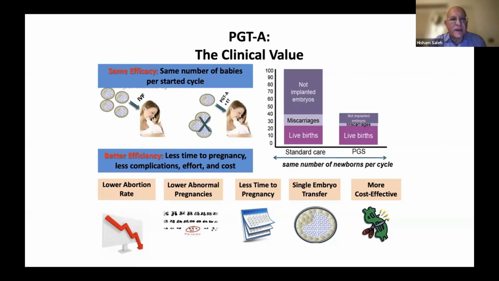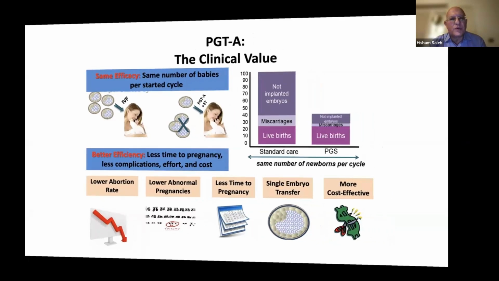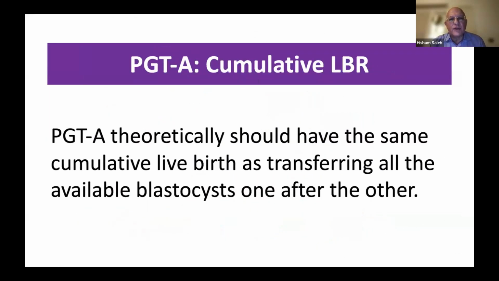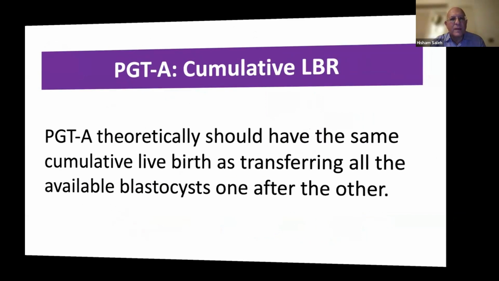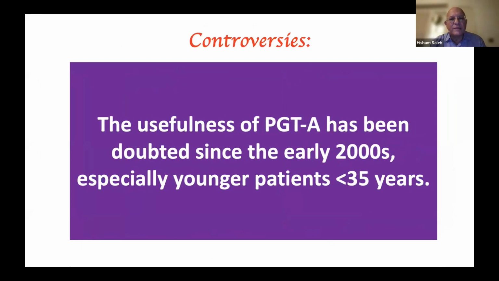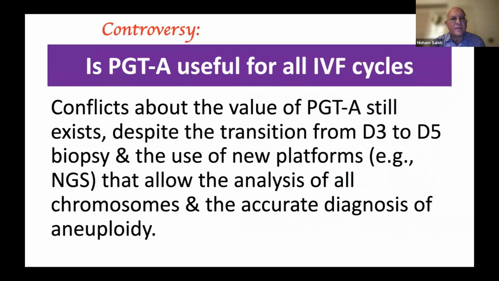But with PGT-A, we aim at a better efficiency: lowering the abortion rate, lowering abnormal pregnancy, shorter time to pregnancy, more single embryo transfer, and probably more cost-effectiveness. Theoretically speaking, PGT-A should have the same cumulative live birth rate as transferring all the available blastocysts, one after the other. Still, the usefulness of PGT-A has been doubted since the early 2000s, especially in younger females.